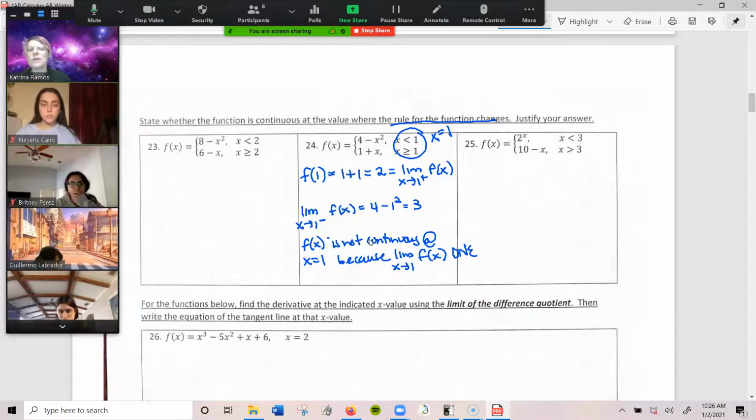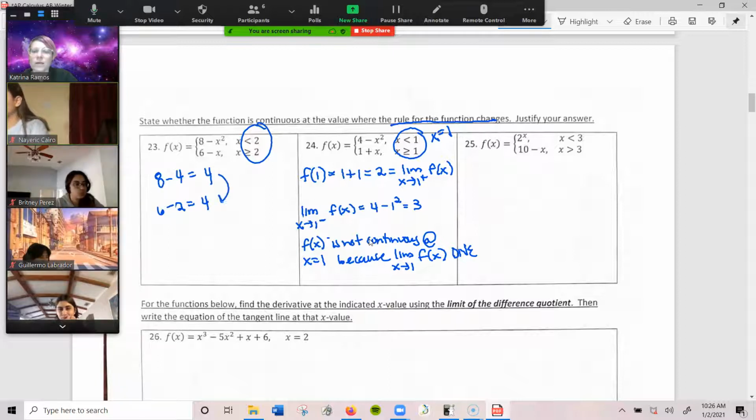If this was a multiple choice question, this isn't because I have you justifying your answer, but if it was, you would take the number and plug it into both the top and the bottom. So for example, in 23, if I do 8 minus 2 squared, which is 4, I get 4. And if I plug in 2 into the bottom, I get 6 minus 2, which is also equal to 4. If they both equal, it's continuous. But because this is a justification process, that's why we're going through the defined value, the limit value, and then writing out your statement.